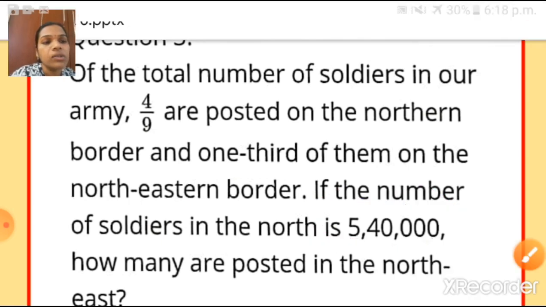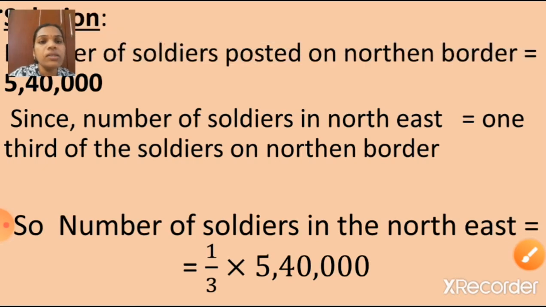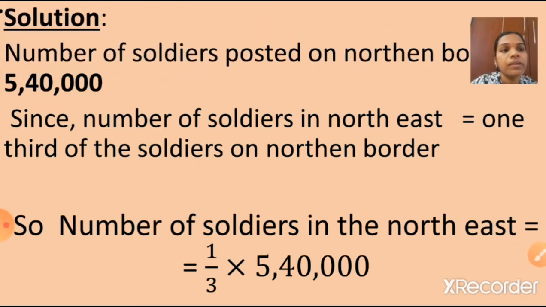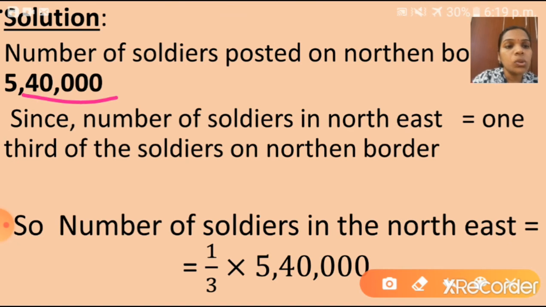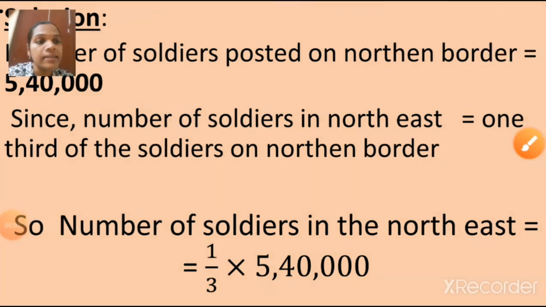Understood, children? So see here, first I am writing the statements which we are getting from the question. First one: number of soldiers posted on the northern border is equal to 5,40,000. Number of soldiers in the northeast, which we have to find, is equal to, that also is given, 1/3 of the soldiers on the northern border.